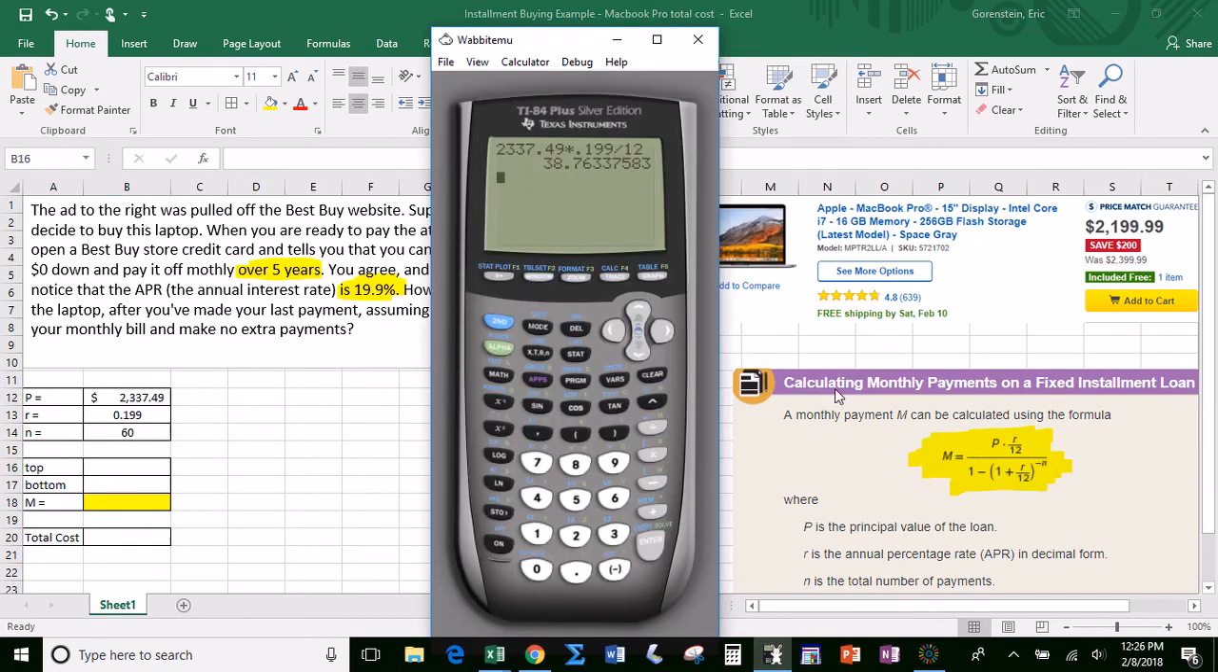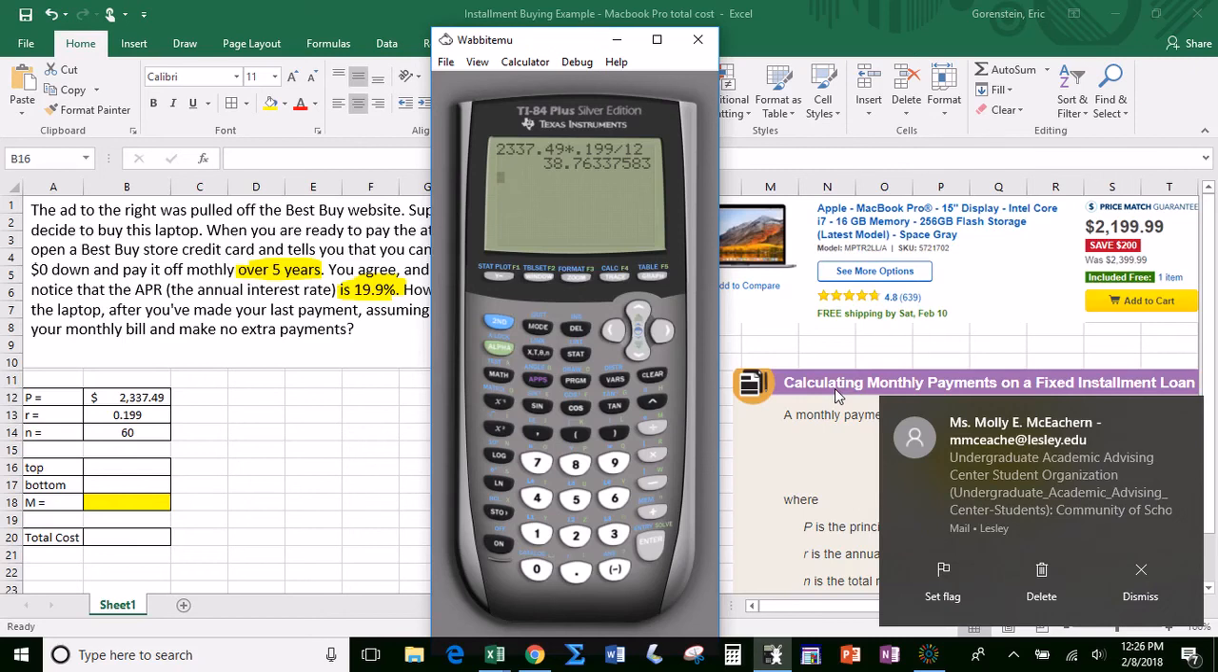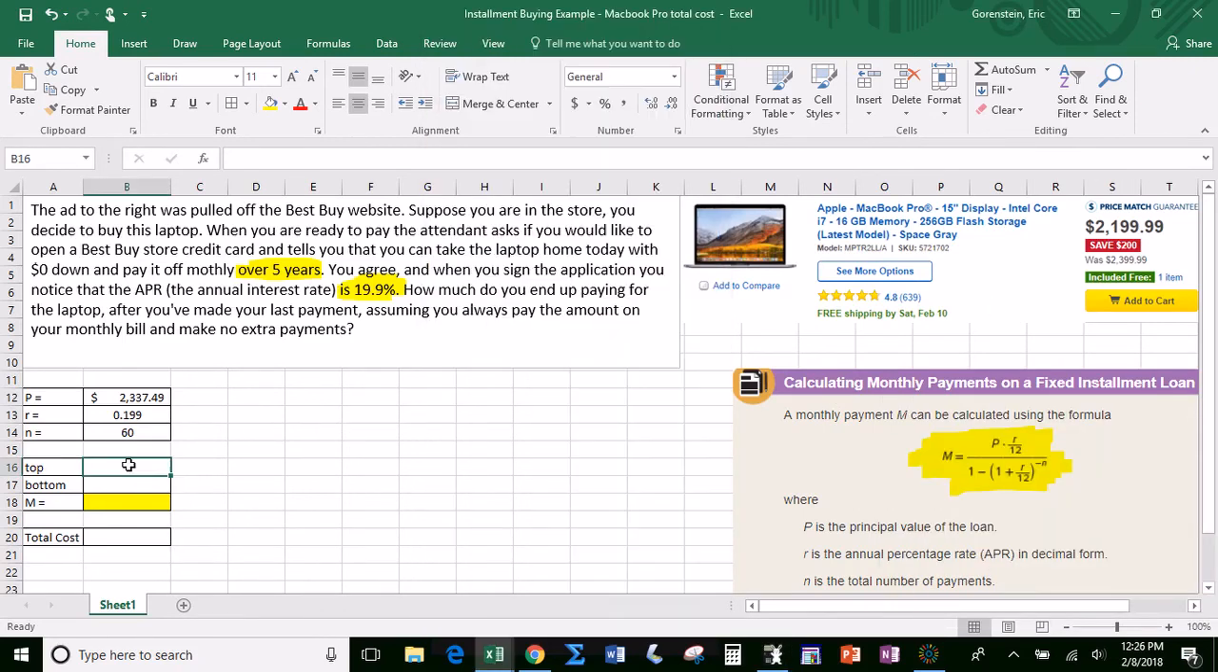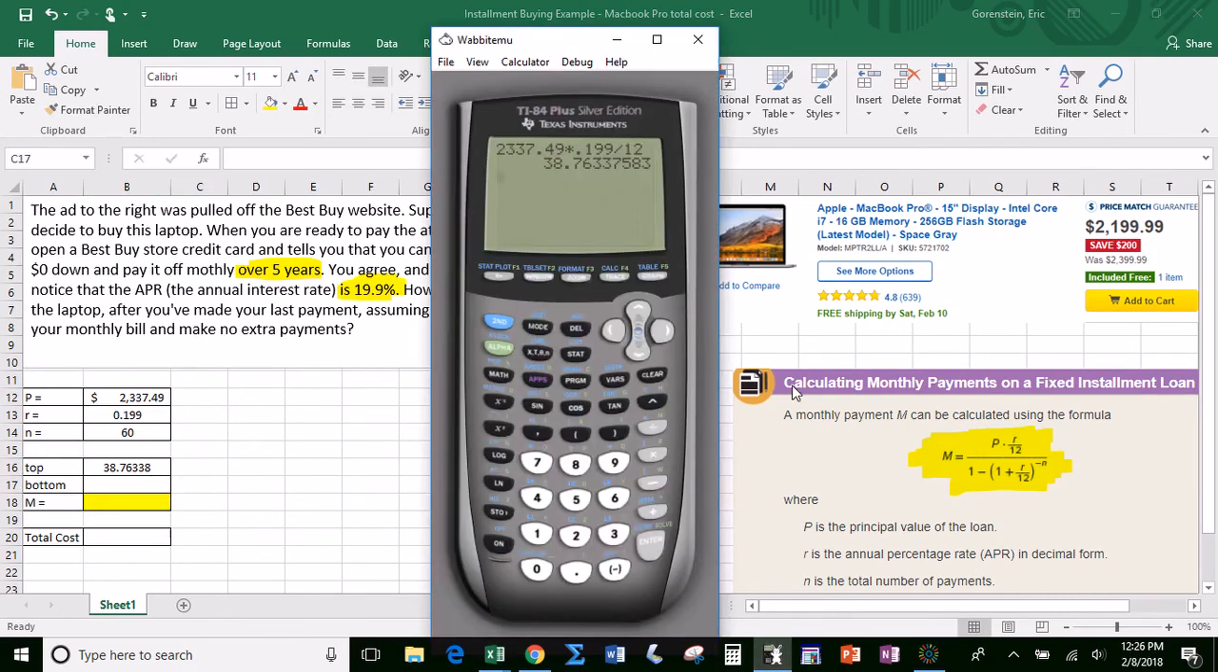So our final answer is going to be rounded to two places, and it's a good idea to round the intermediary calculations to like 4 or 5 places so that rounding doesn't affect your final answer. So we'll say on top you got 38.76338. Okay. And on bottom, let's see.